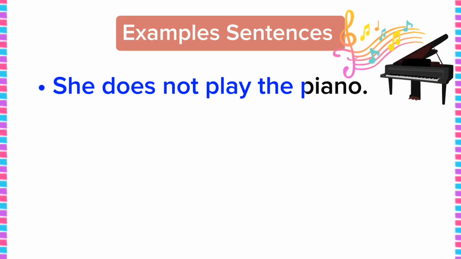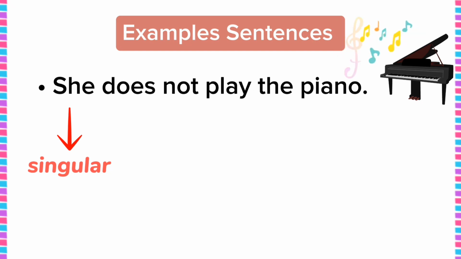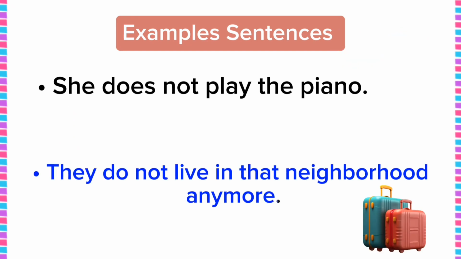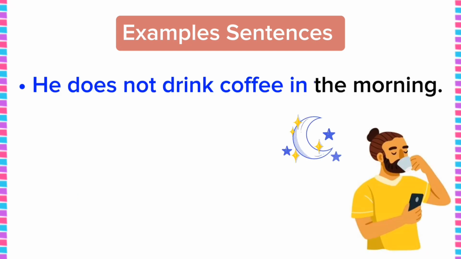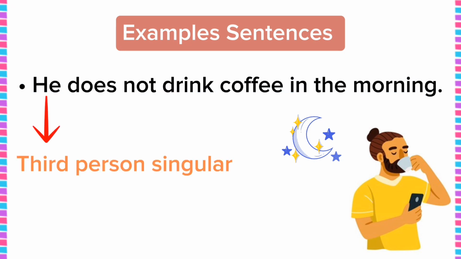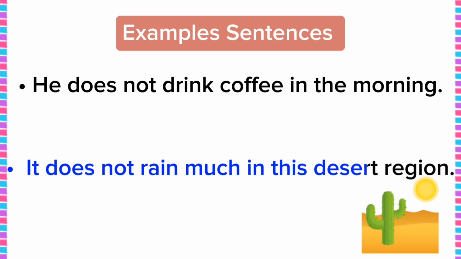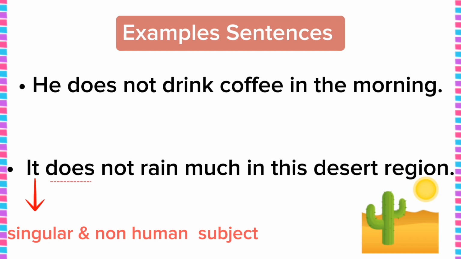Example sentences. She does not play the piano. Does is used because she is a singular third-person subject, so we use does to form the negative sentence. They do not live in that neighborhood anymore. Do is used because they is a plural subject. He does not drink coffee in the morning. Does is used because he is a singular third-person subject. It does not rain much in this desert region. Does is used because it refers to a singular, non-human subject.